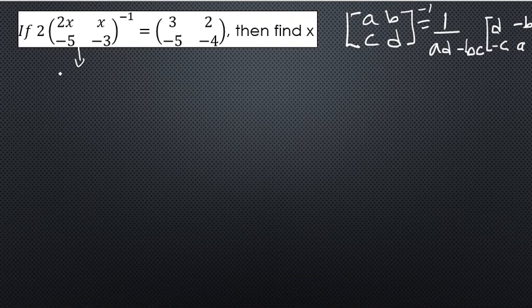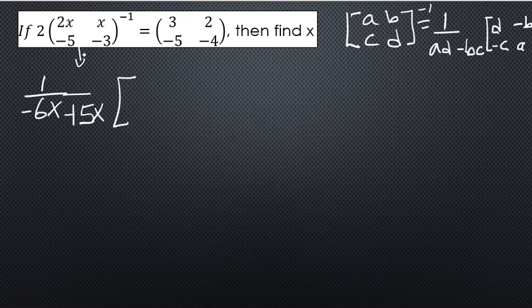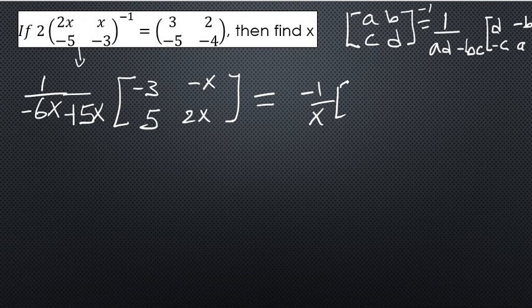So in that pattern, the determinant of this matrix, first of all, will be 1 over the determinant. 2x times negative 3 is negative 6x, then minus negative 5 times x, which is negative 5x, so it should be plus 5x. Then in the bracket, the main diagonal exchanges place, so negative 3 will come here and the 2x will be here. And the other diagonal will be negated, negative x and 5. That's how to find the inverse of a 2 by 2 matrix. So negative 6x plus 5x is negative x, giving negative 1 over x, multiplied with the matrix of negative 3, negative x, 5, 2x.